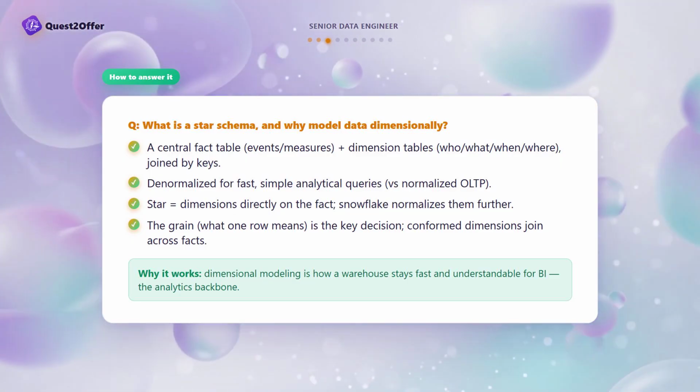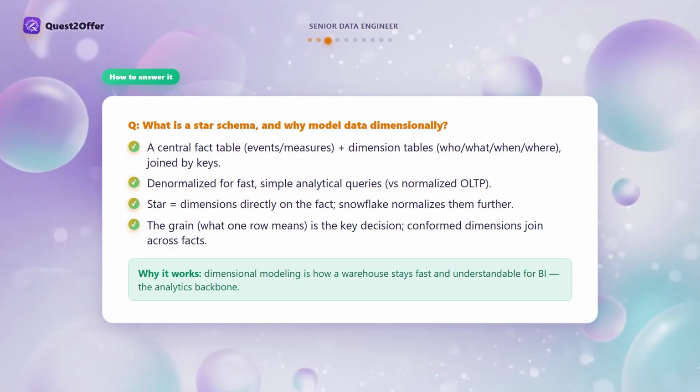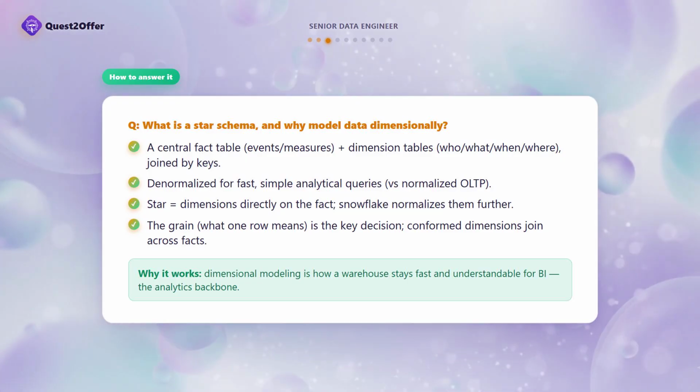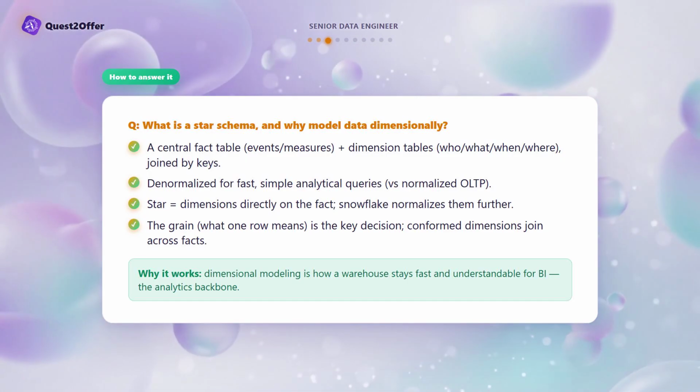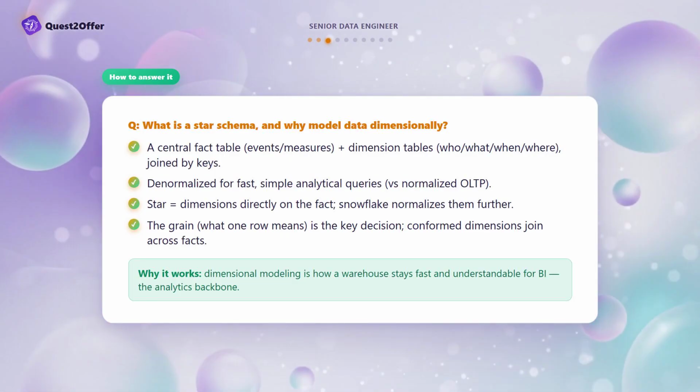Star puts dimensions directly on the fact. Snowflake normalizes them further. The key decision is the grain, what one row means, and conformed dimensions let you join across facts.